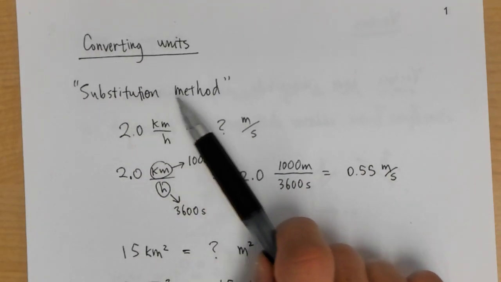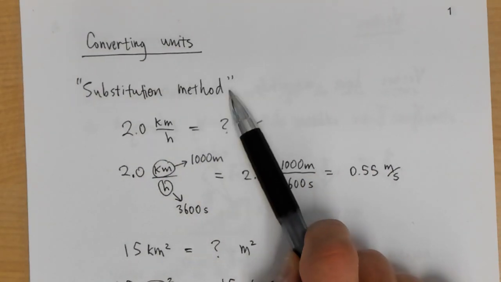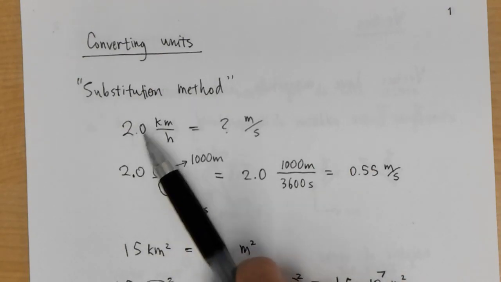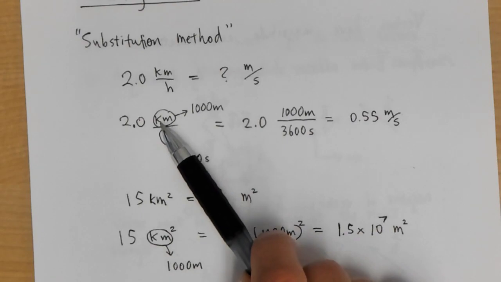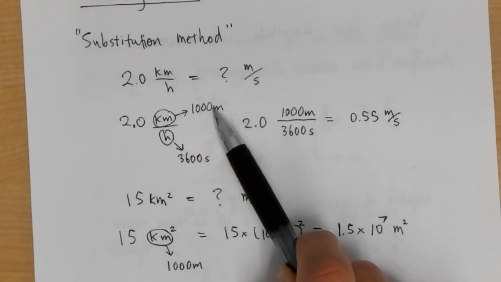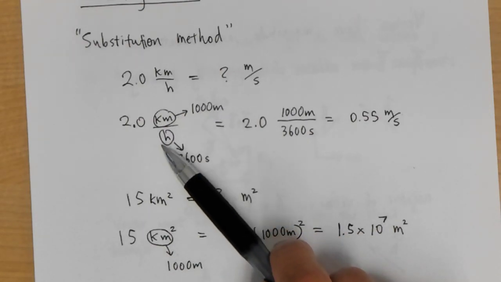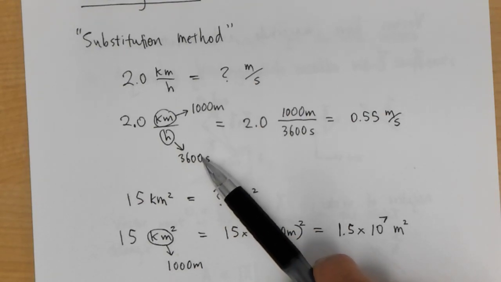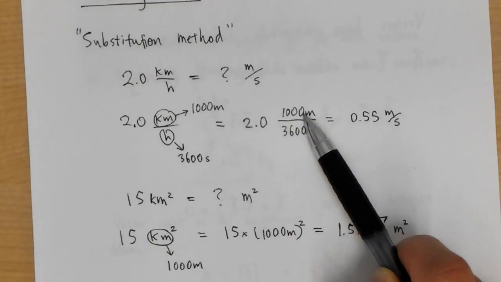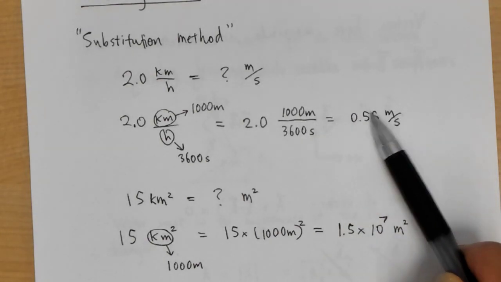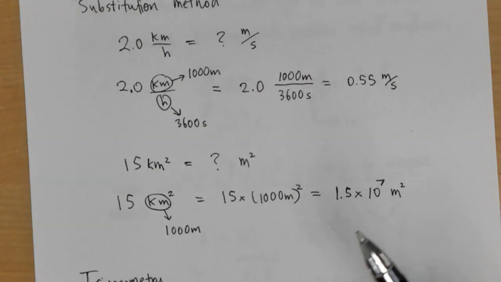So first thing was converting units. We can use the substitution method. We have 2, let's say, kilometers per hour. We want to convert to meters per second. We can take kilometers, convert that to 1,000 meters, and we take hours, we convert that to 3,600 seconds, and we just make the replacement. 1,000 meters over 3,600 seconds. And then you divide as needed, multiply as needed to get 0.55 meters per second.